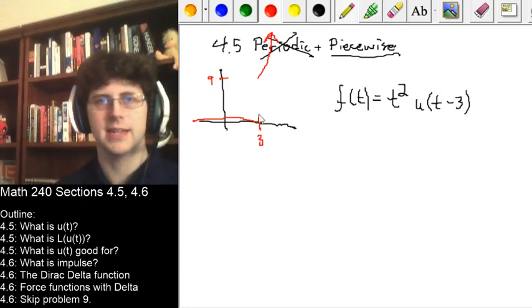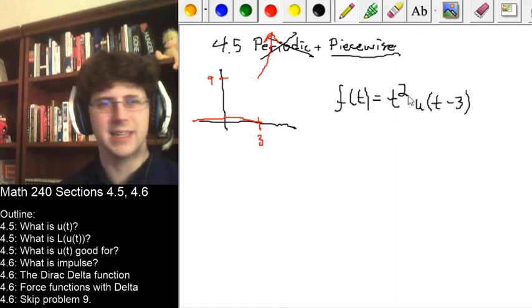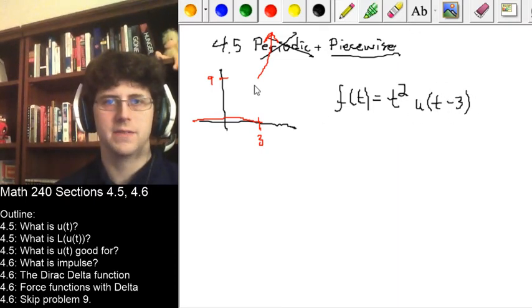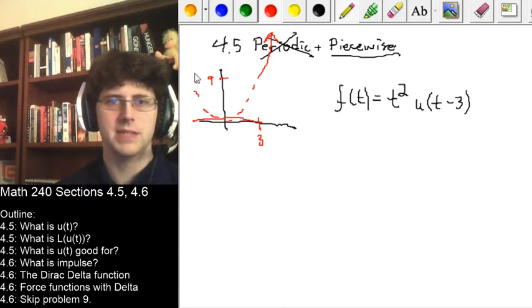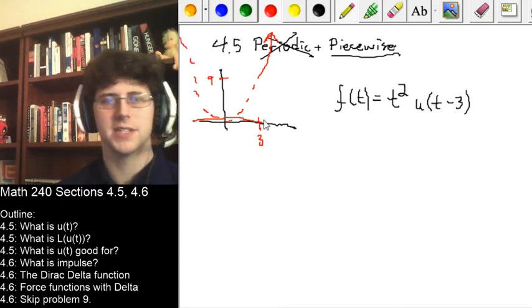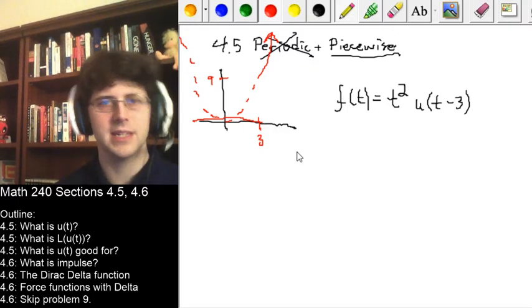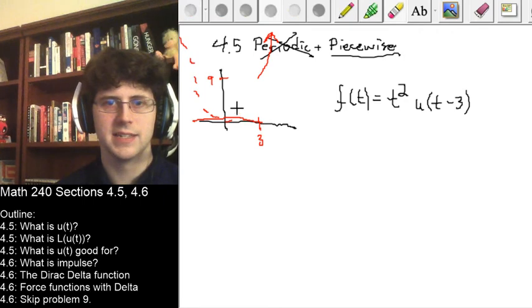So this is what you get if you have a parabola or any function where you have the on switch at a certain time. The function normally would have existed all these places, but u of t minus 3 makes sure that the function is off before time 3 and turns on at time 3. So the function doesn't have any of this dotted stuff.